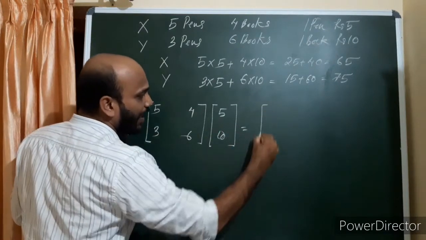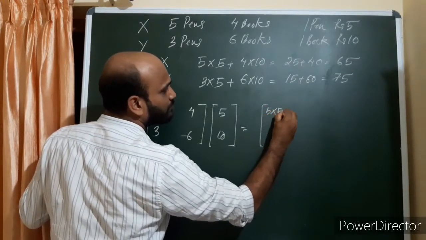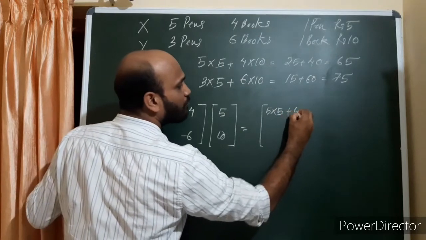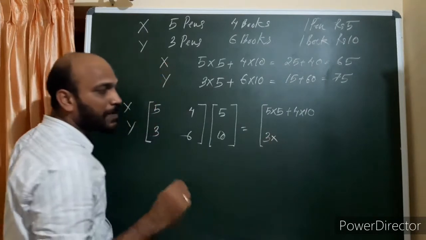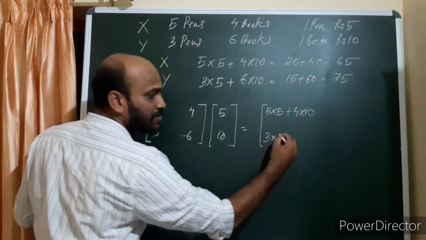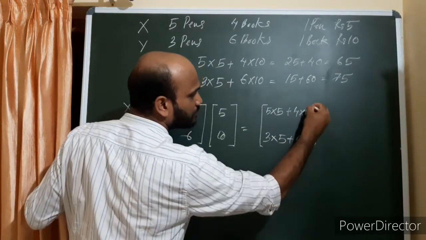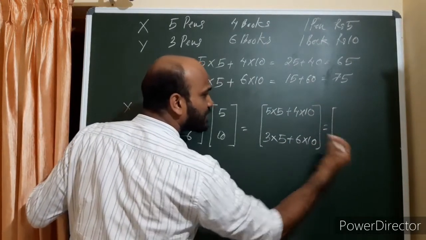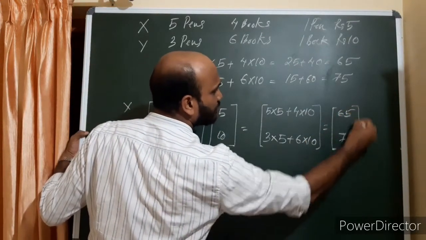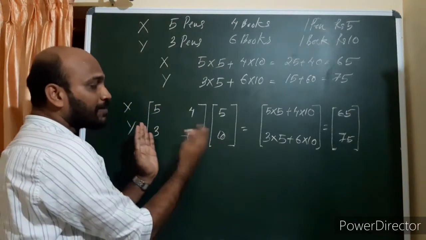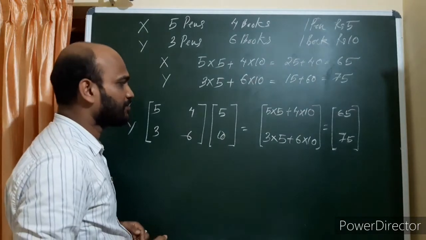You are getting the answer like this: 5 into 5 plus 4 into 10, right? And the total amount spent by person Y, we can write here: 3 into 5 plus 6 into 10. This answer is equal to 65, 75. So actually we are multiplying these two matrices. Now check how we are getting that answer.